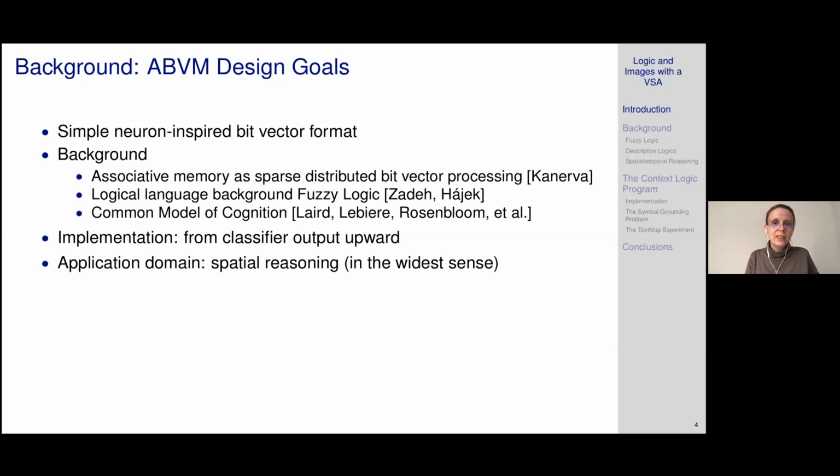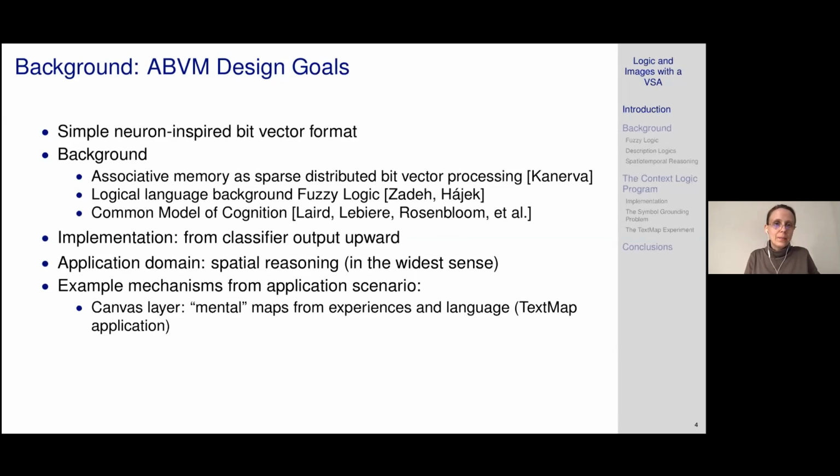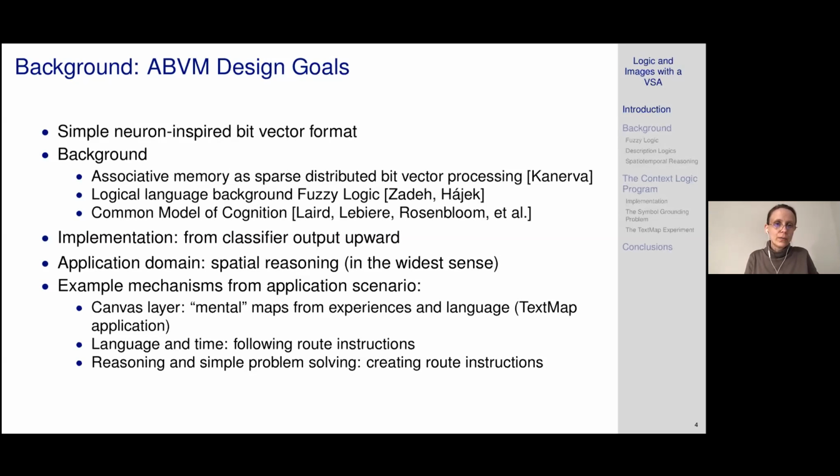The application domain I'm using is spatial reasoning in the widest possible sense. So here are some examples. I will discuss mental maps that can come from language or experience, and show the TextMap Experiment. Then I have a level of language and time where we can do something like following route instructions. And then there is a level of reasoning, simple problem solving, which is again more complex. Example would be creating route instructions.